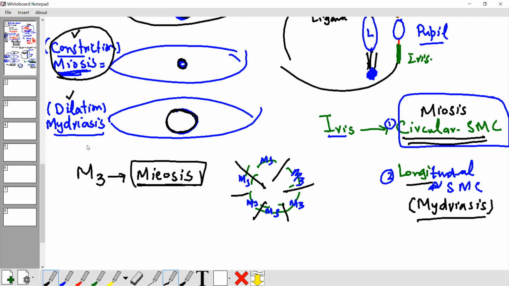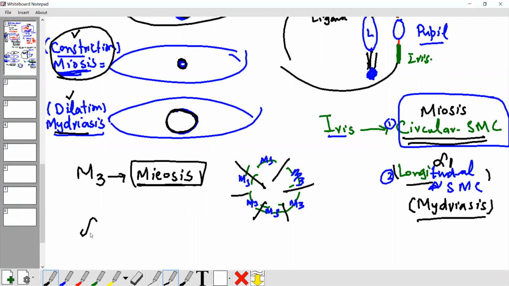Mydriasis means dilation of the pupil. The radial muscle, the longitudinal muscle, has the receptor alpha 1. Alpha 1 does not belong to the parasympathetic system. Alpha and beta receptors are sympathetic, as already explained yesterday.